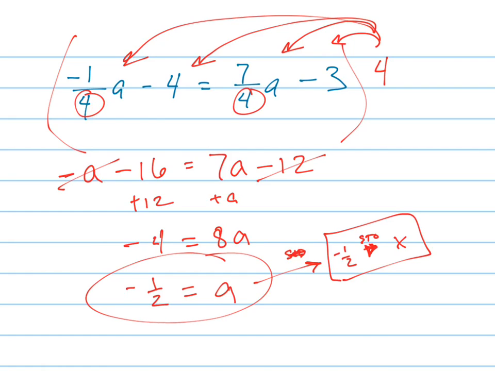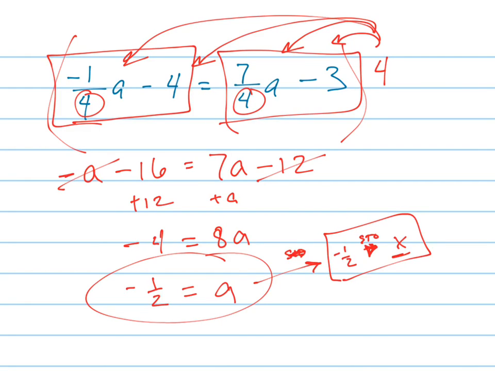So type this entire thing out and hit enter. Negative 1/4 a x, if you're using X. Negative 1/4 x minus 4. Hit enter, and then do the same thing with this side, and those should be the same answer. And that's how you can check.